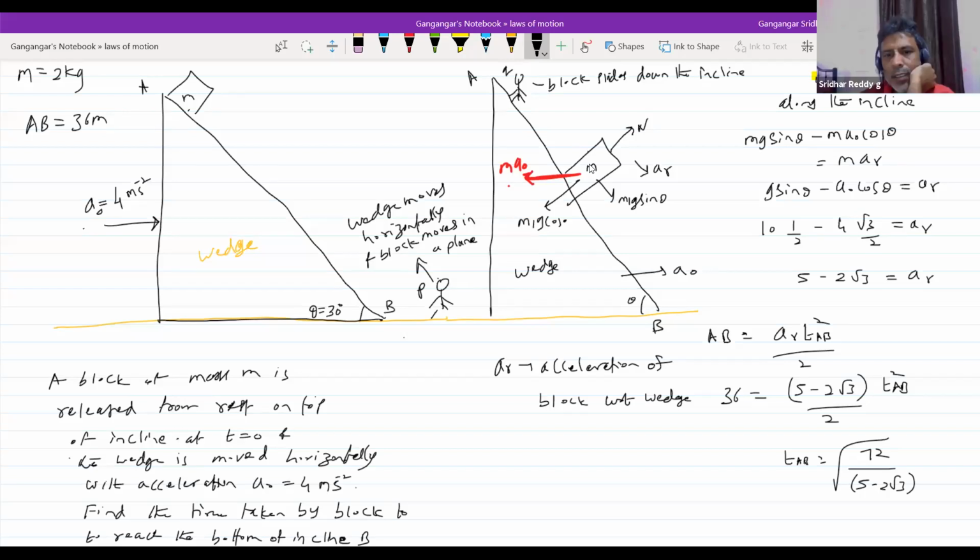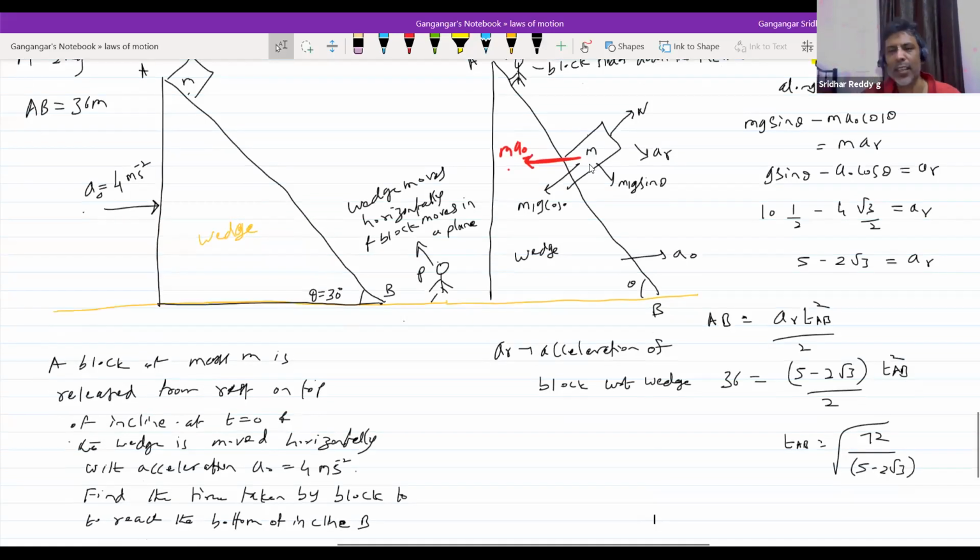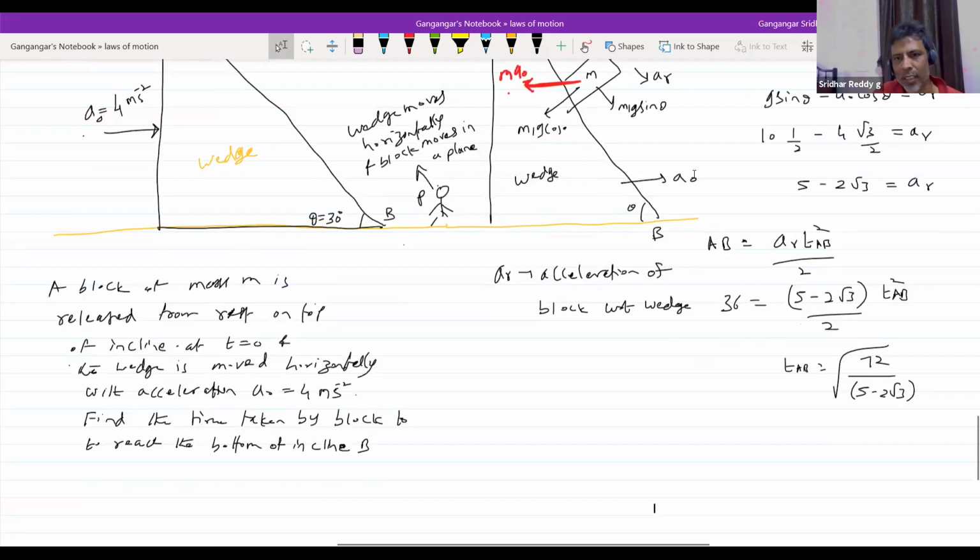Okay, getting this one? So you have to work out this. So you'll get the time for that one. Now I want the acceleration of the block with respect to ground. How to bring that? You have to really take help of relative motion, what you studied.